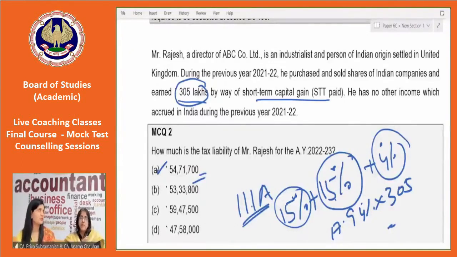It might be possible that the income is not taxable in India. Those kinds of information you have to analyze by reading the facts carefully. Now we are moving to our case study 2.